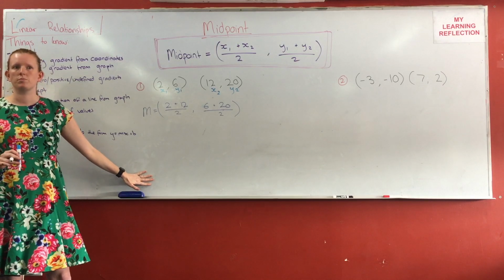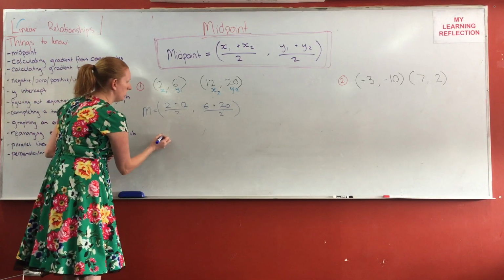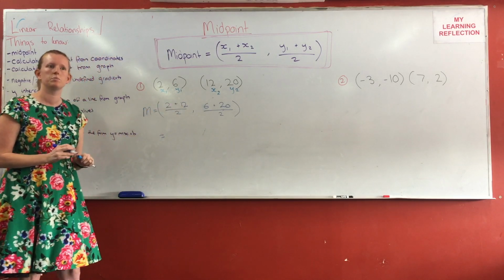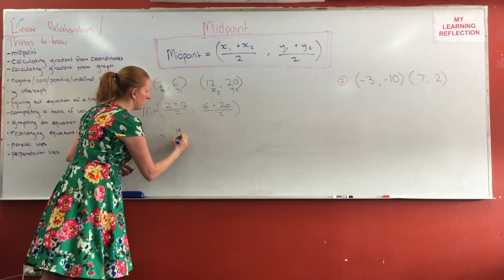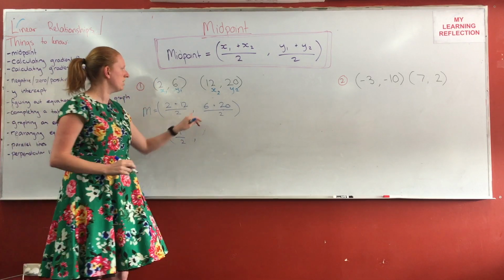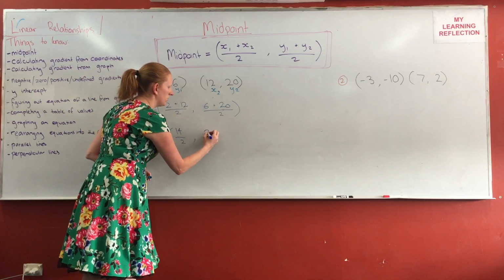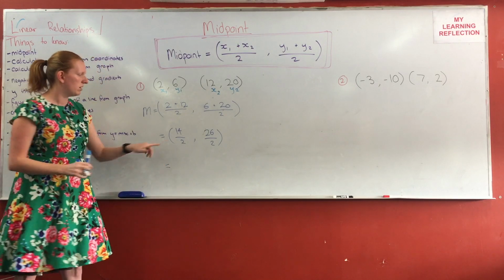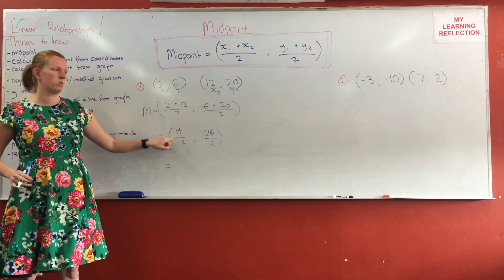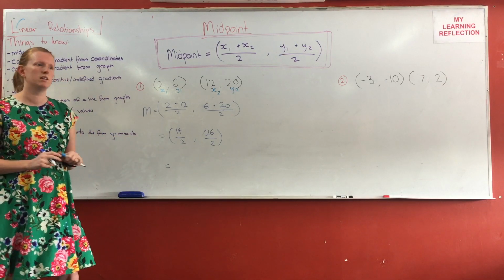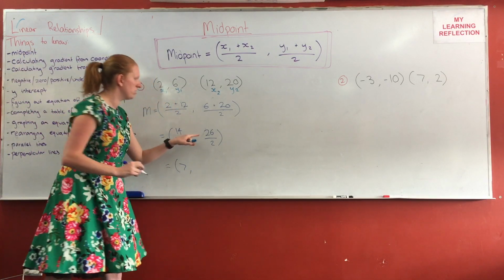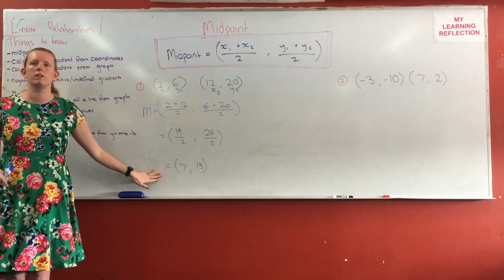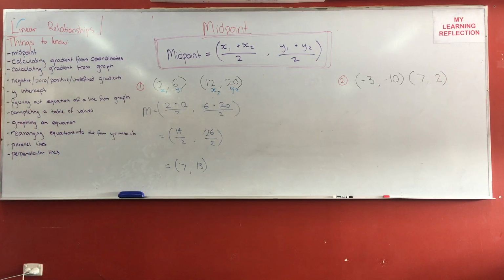Any questions so far? No? Cool. So what's 2 plus 12? 14. And that's going to be divided by 2, but I'm not going to do that just yet. And what's 6 plus 20? And that's also divided by 2. Cool. Now, I divide this top number by 2. So, what's half of 14? 7. And what's half of 26? 13. Fantastic. So that is our midpoint. That is exactly halfway between those 2 points.